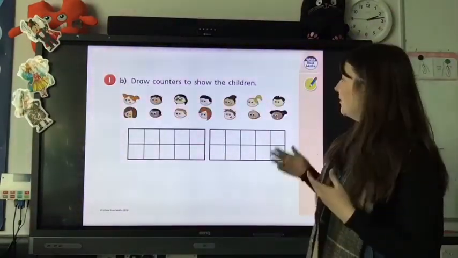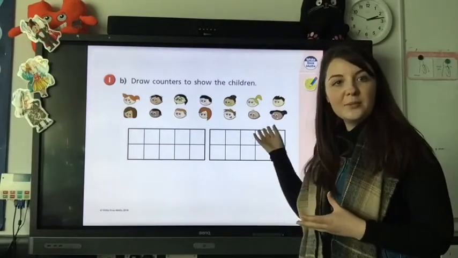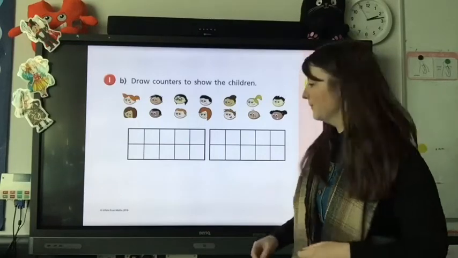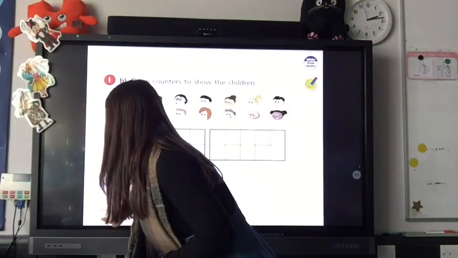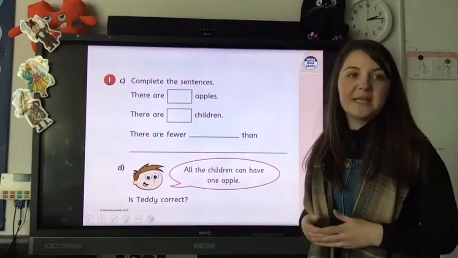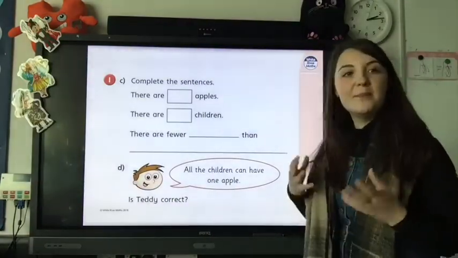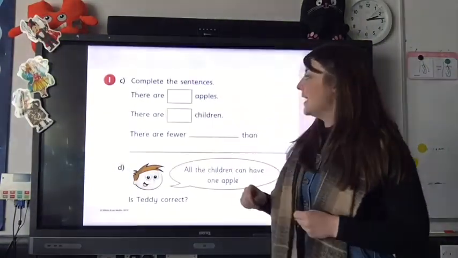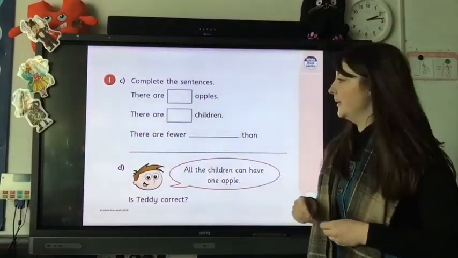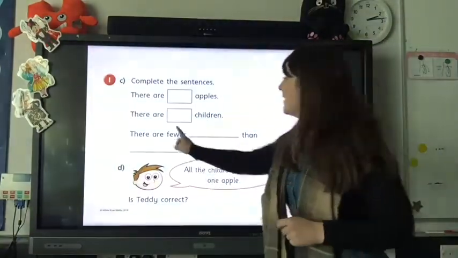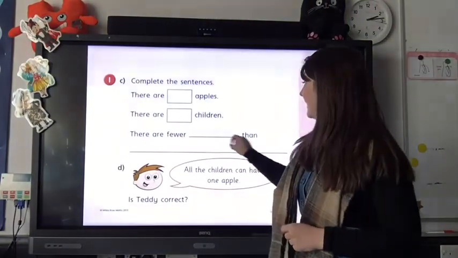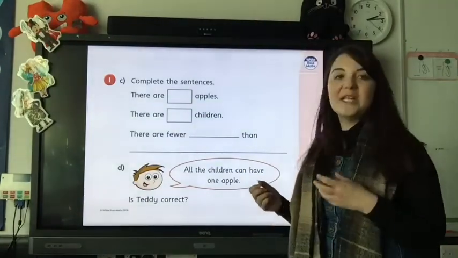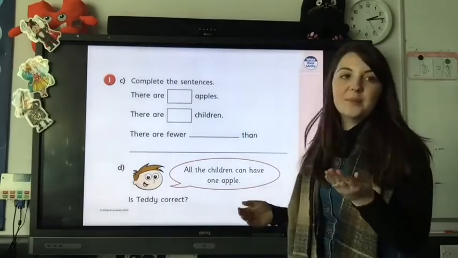Okay, next one you have children. Count the number of children. Draw counters on your tens frames to represent that number. And then you have some sentences to complete. So you need to put in the number of apples. There are so many apples, and then fill in the number of children. This statement here says there are fewer blank than blank. So you need to fill in those blank spaces to tell me which had fewer than the other, apples or children.